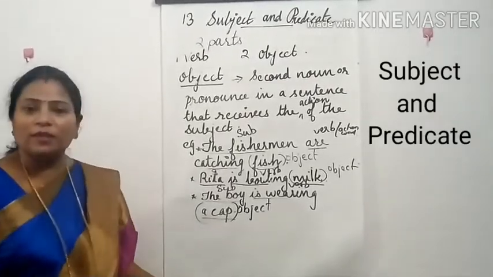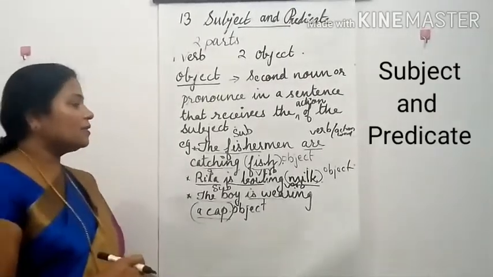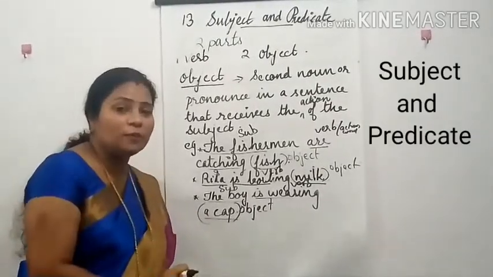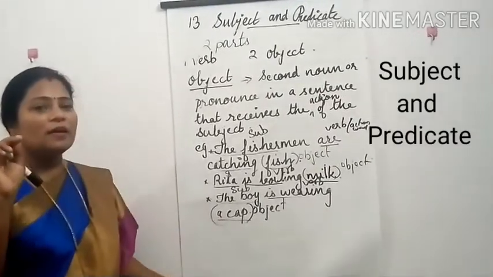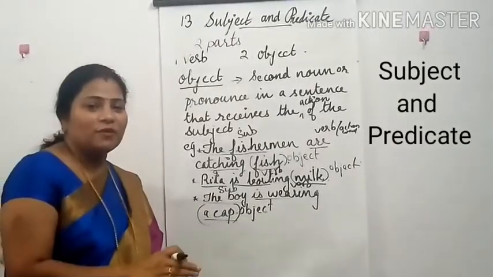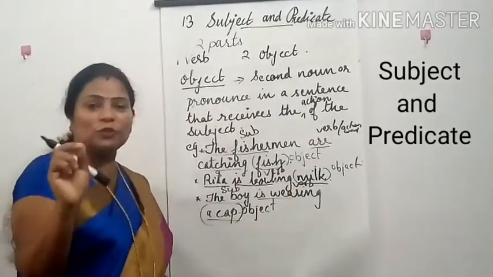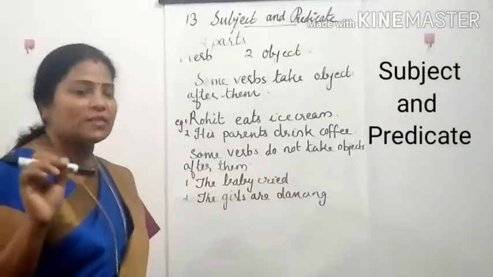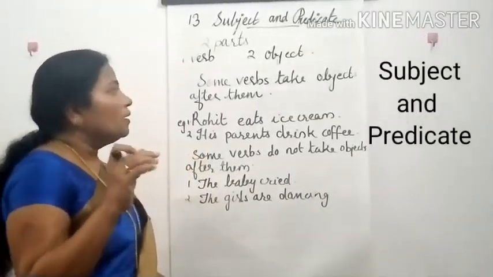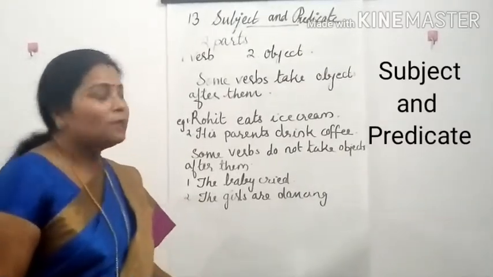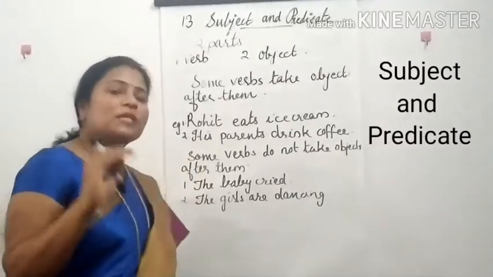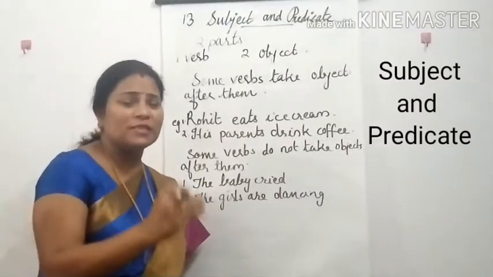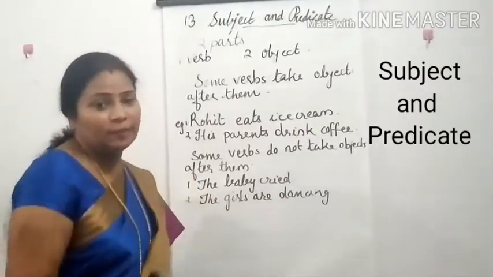Hope that part is very clear to you. Next, there's a little bit to be discussed about verb and object. We have one more point to be discussed. Next we are going to discuss verb and object, that some verbs take objects after them. What is the meaning of that? Some verbs take objects after them.